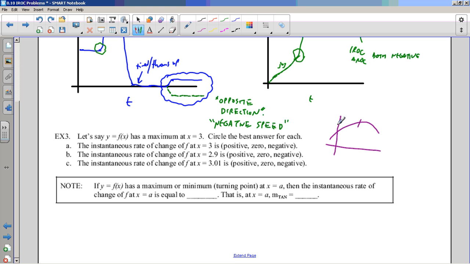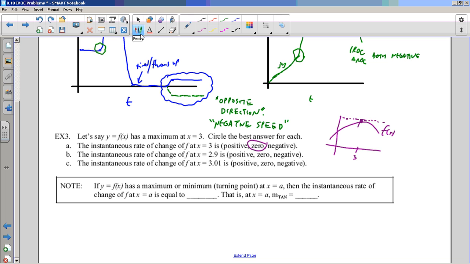We don't know what the scale is here, but we know at x equals 3, it's a maximum. It says the instantaneous rate of change of f at x equals 3 is, well, since it's a maximum, the instantaneous rate of change, the slope of the tangent, is 0.